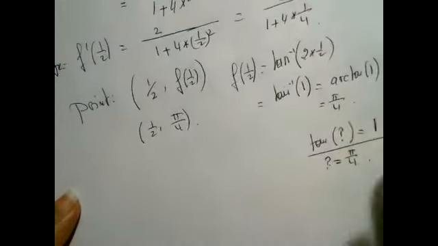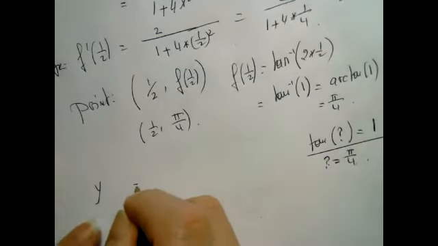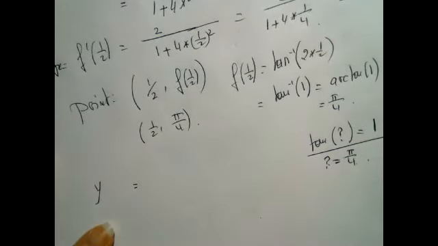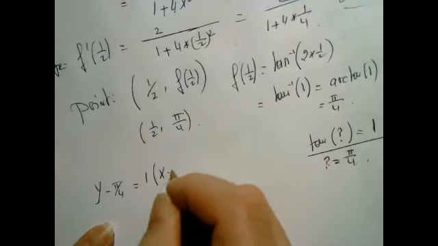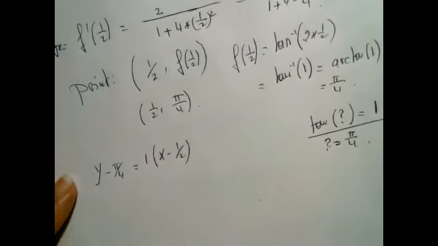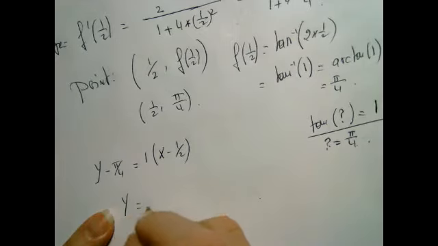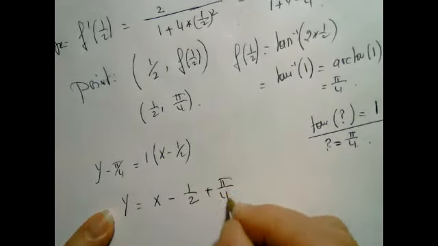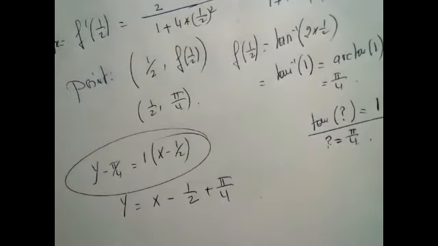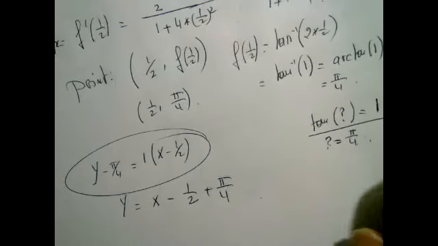So finally, the equation. The equation is fairly simple. The equation is y minus pi over 4 is the slope times x minus a half. All right, and then you can simplify it a little bit. It's x minus a half plus pi over 4, but I'm usually satisfied with that, so I don't really care about the last way.